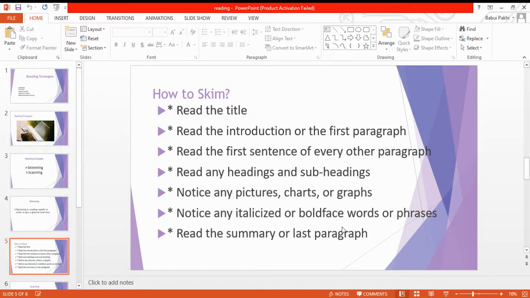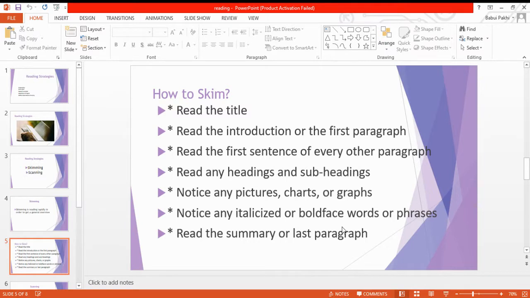You may find 4 or 5 paragraphs or 6 or 7 paragraphs in a composition, but remember that the first paragraph is your introductory paragraph, and in the first paragraph, the overview, the general idea of that composition is given. So if you read the first paragraph, you can get a general idea of that composition.